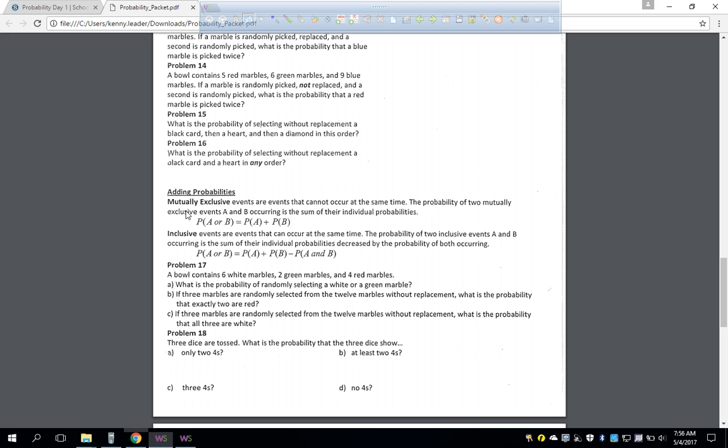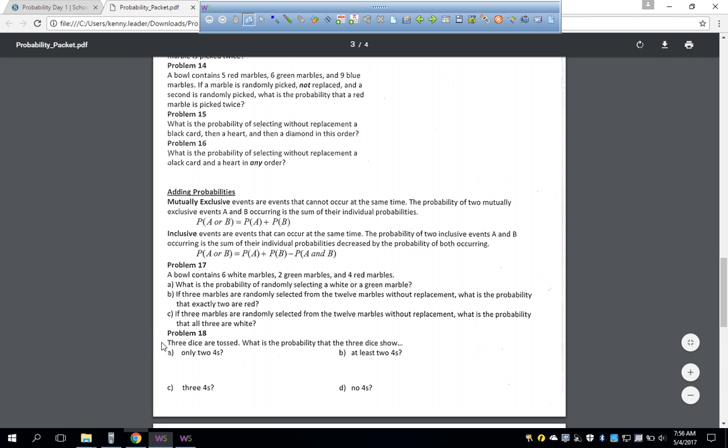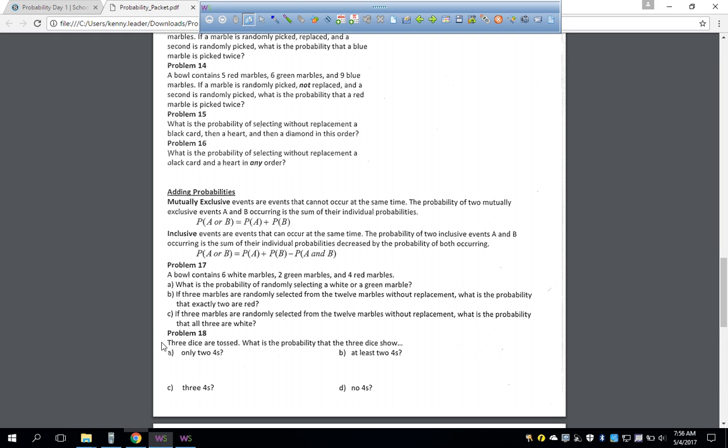The probability that it's raining this morning is 50%. The probability that I'm going to see my friend at school is 20%, so I could add those two probabilities together, and I get 70%. Yes?